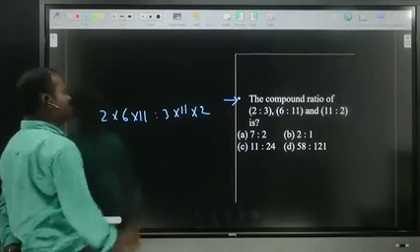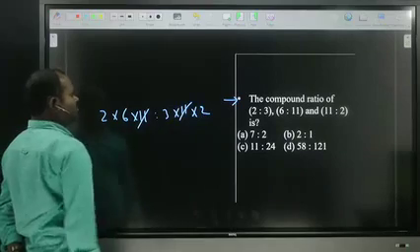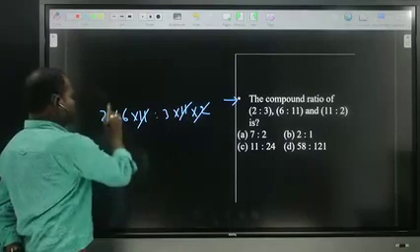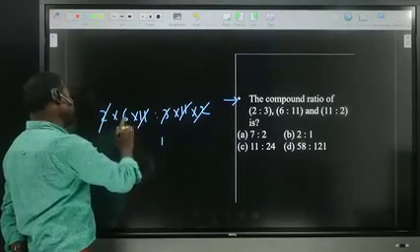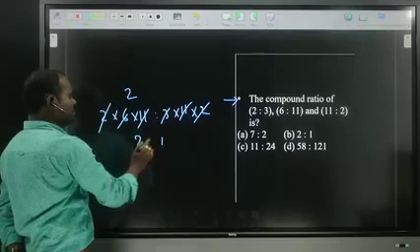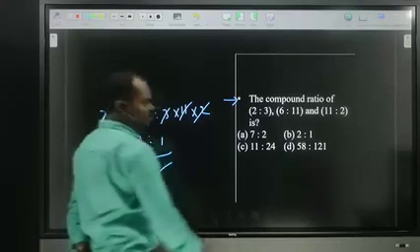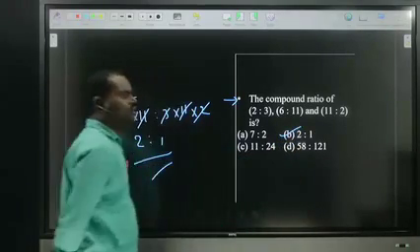Any cancellation, ma? 11 on both sides cancels, ma. Still, 2 cancels. Three ones, three twos. So what is the ratio, ma? 2 is to 1. Right, ma. Option B, 2 is to 1, ma. Right answer. Option B.